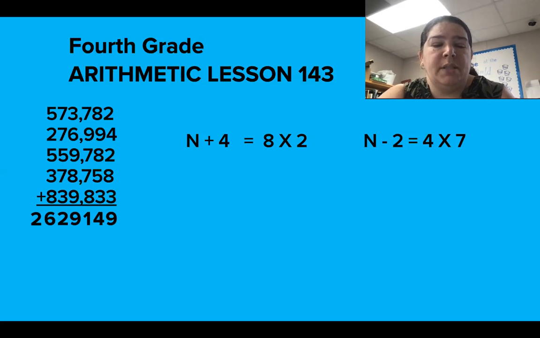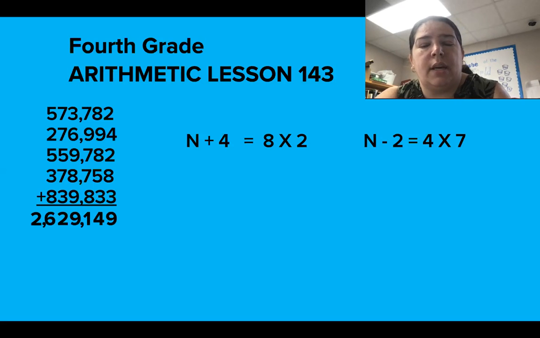Okay, we need some commas. Ready? Ones, tens, hundreds, comma. Thousands, 10,000s, 100,000s, comma. And let's read the number. 2,629,149. Excellent job. Good job.